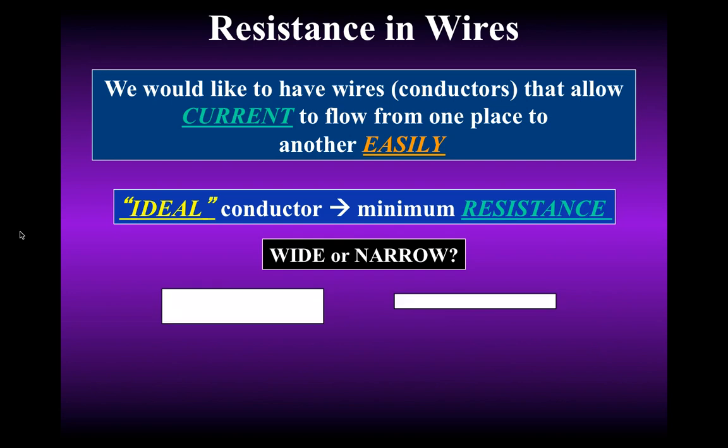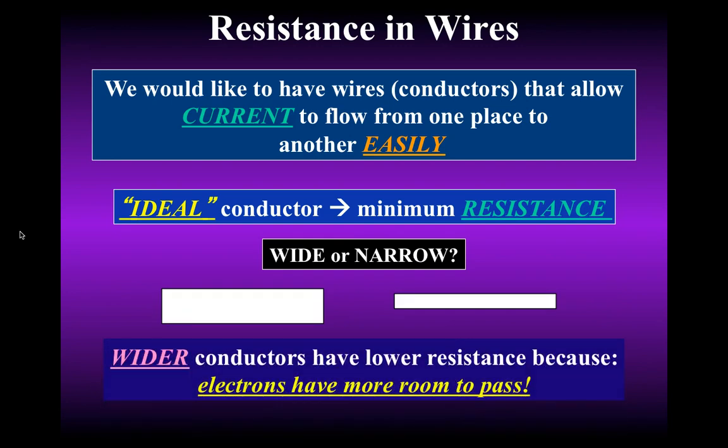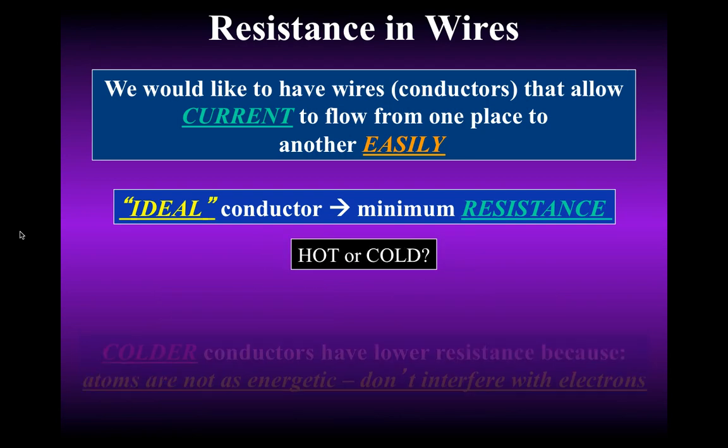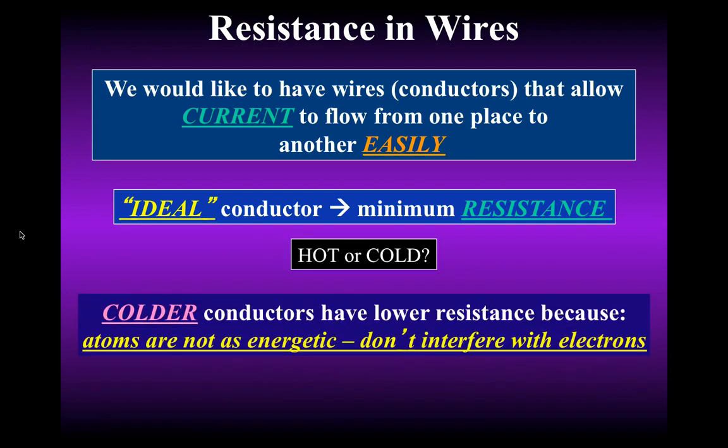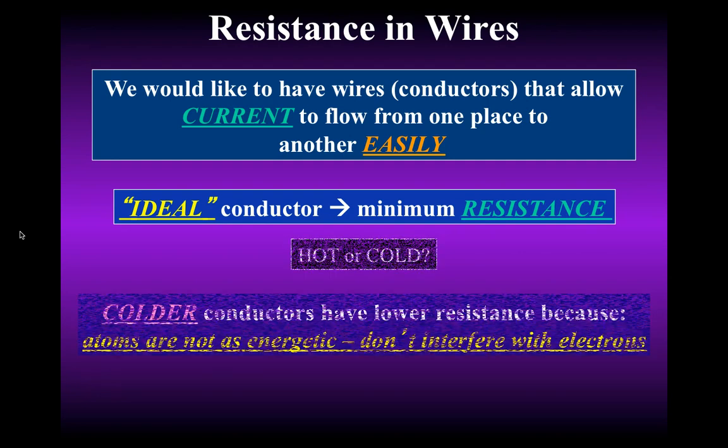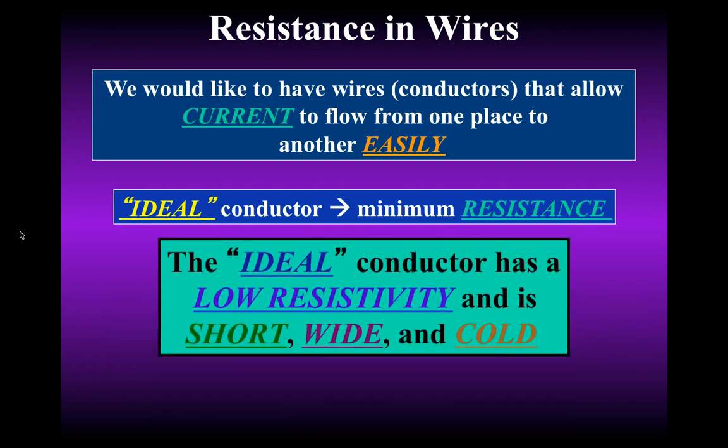We also want an ideal conductor to be wide. Wider conductors have a lower resistance. And lastly, we want an ideal conductor to be cold. Cold conductors have lower resistance. Ideal conductors, remember these three things, are short, wide, and cold. Short, wide, and cold allow for ideal resistance.